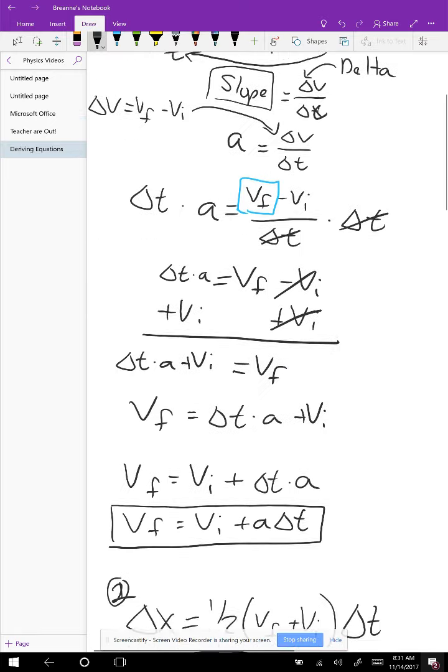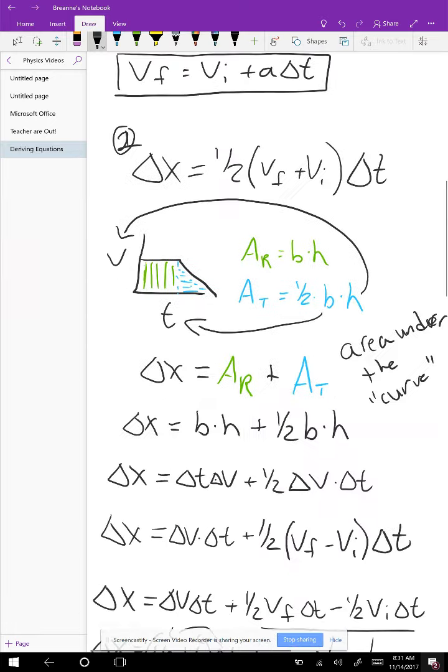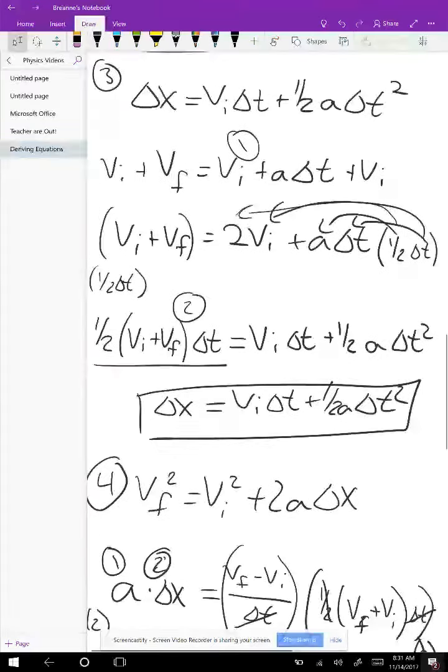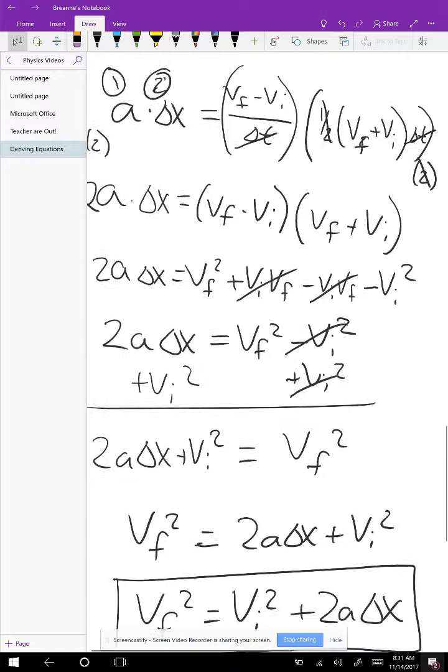So hopefully that helps you understand where the equations come from a little bit better. You're not going to be tested on how to derive the equations. That's just there to help for the ones that need to know.